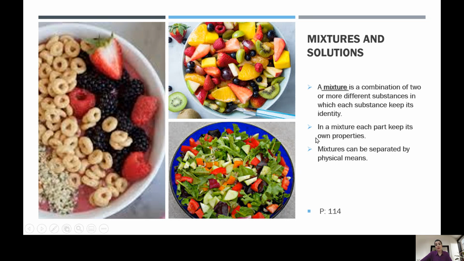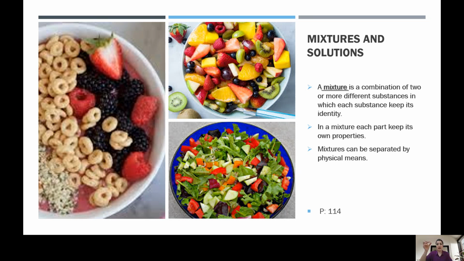So in a mixture, each part keeps its own property. Like when I mix the fruit salad together, the pineapple is still pineapple, the orange is still an orange, the strawberry is still a strawberry. All that is done over here is that these are being mixed together. And if I want to separate them, I can still separate them by removing any of them. That's why a mixture can be separated by a physical means. This means I'm not interfering chemically, I'm not boiling, I'm not cooking.